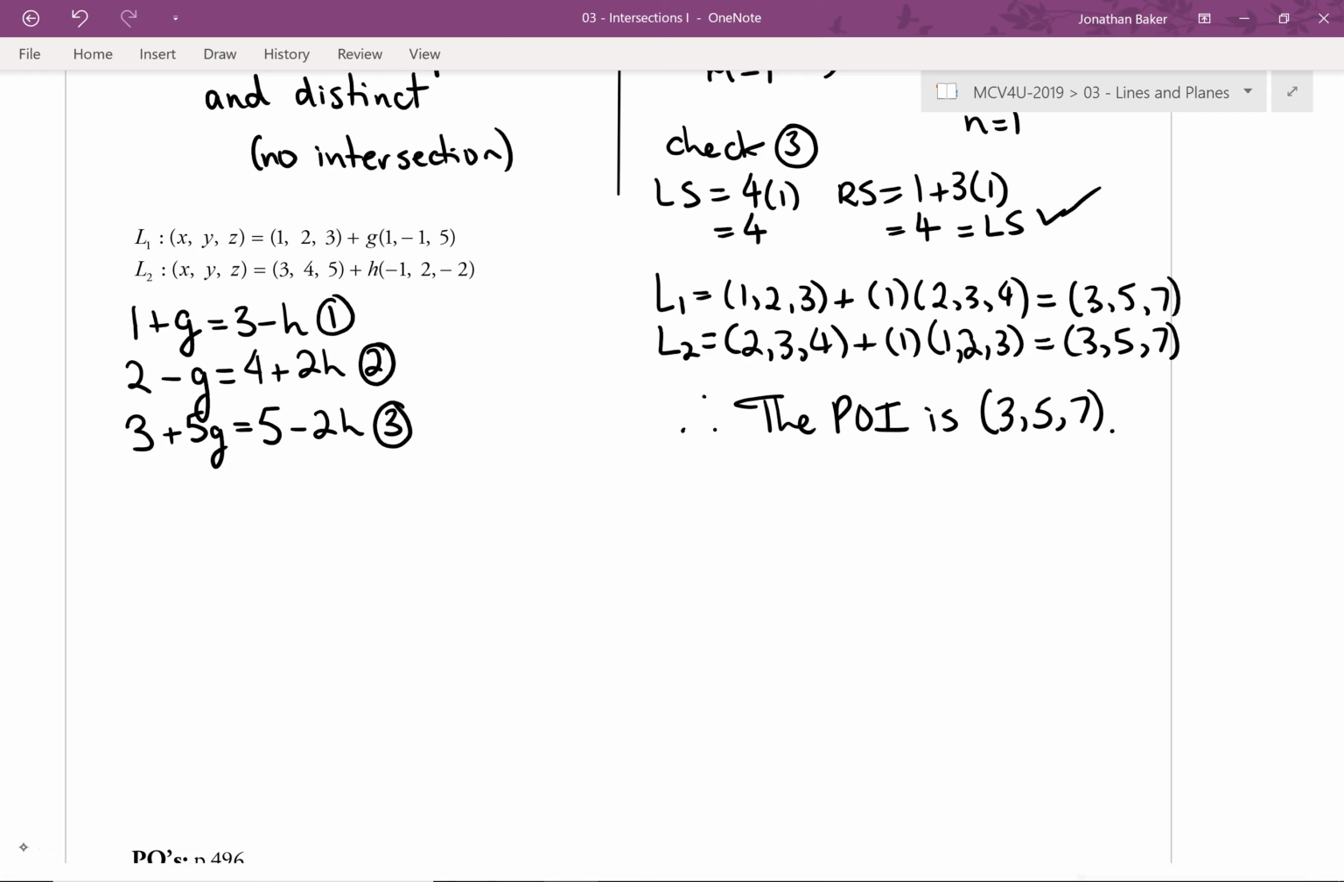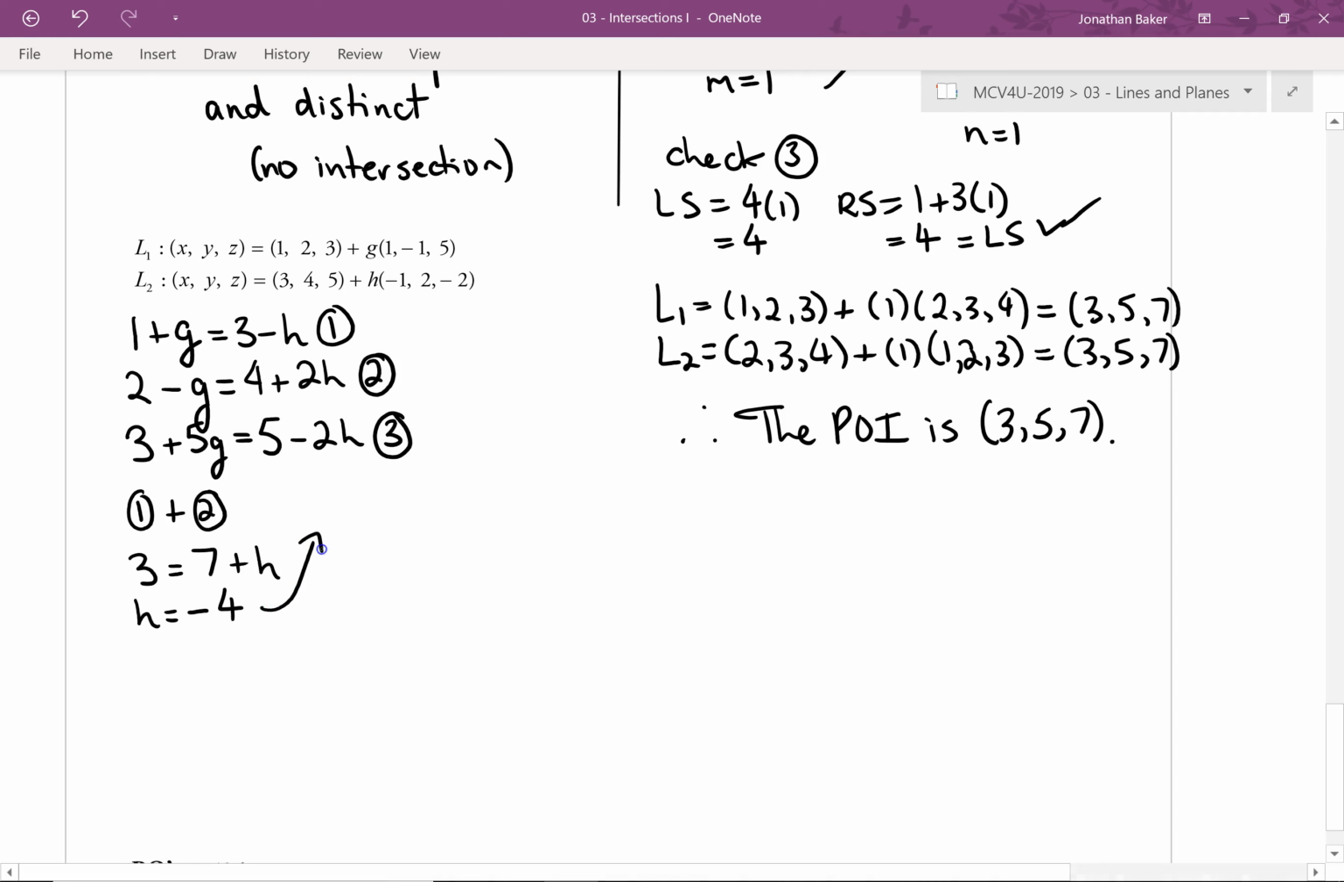And that equals 5 minus 2h, which is equation 3. Okay, we could start by adding equations 1 and 2, because we've got a g and a negative g there. So let's add those equations, and we're going to get 3 equals 7 plus h, or h equals negative 4, right?